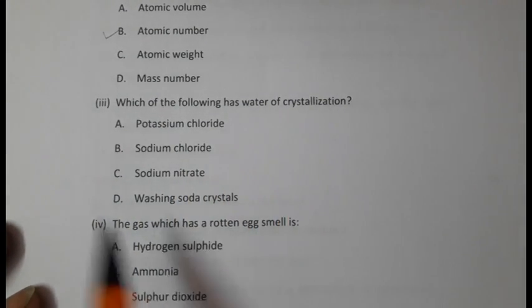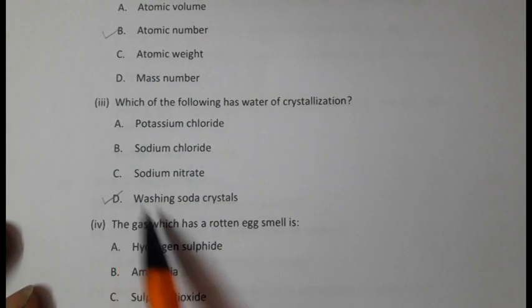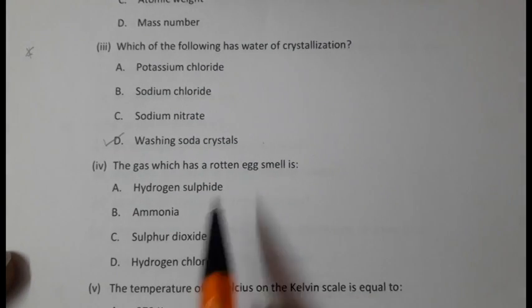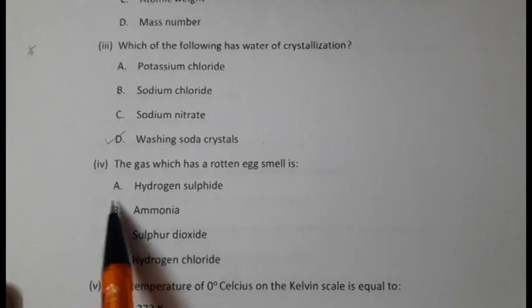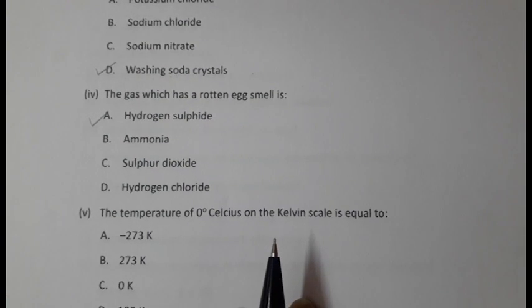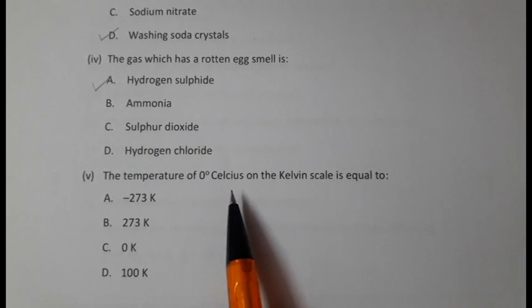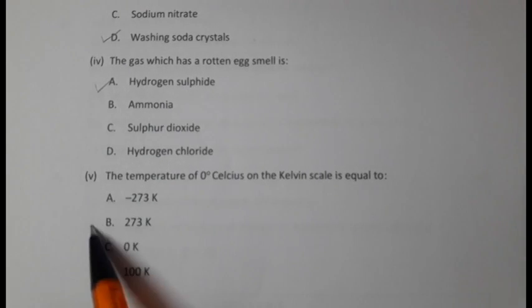The third one, which of the following is the water of crystallization? It is not this, not this, not this, this, yes. This is Na2CO3 dot 10H2O. The gas which has rotten egg smell is hydrogen sulfide. This is known to be its smell of rotten eggs. The temperature of 0 degrees Celsius on Kelvin scale will be 0 plus 273, which will be B.